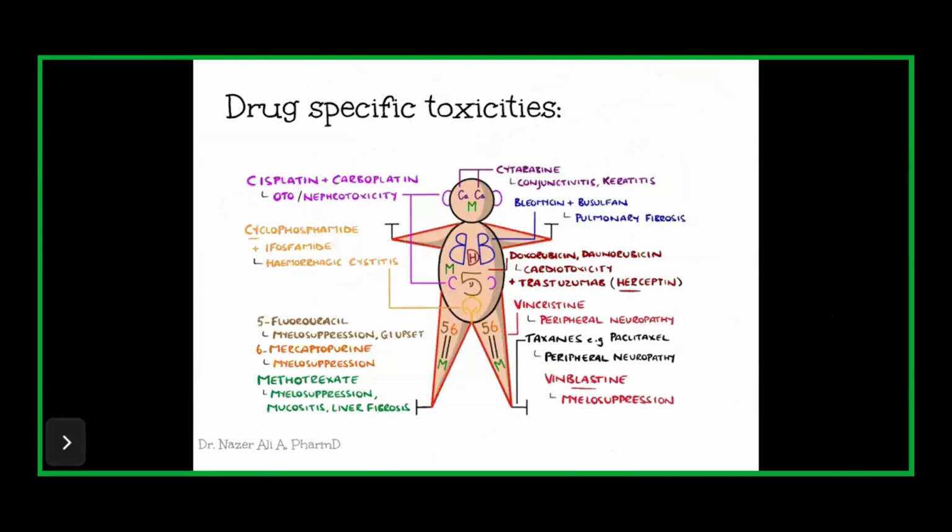Yes, sir. Okay. So there are some drug-specific organ toxicities: bleomycin will cause pulmonary fibrosis, and doxorubicin will cause cardiotoxicity. The vinca alkaloids, vincristine, vinblastine and vinorelbine, all produce severe peripheral neuropathy, and taxanes will also cause neuropathy. We'll be discussing this in the upcoming slides.